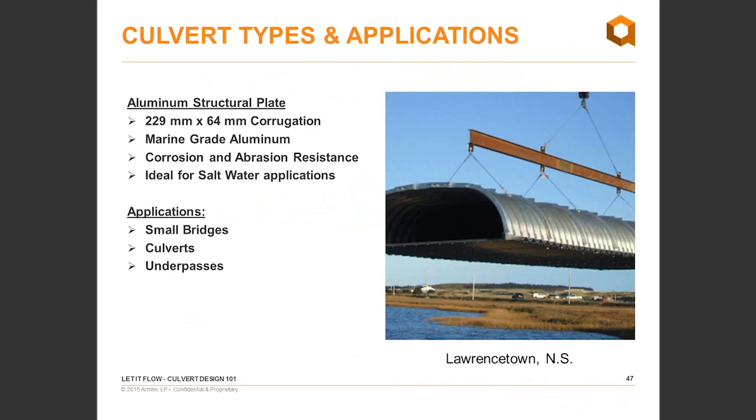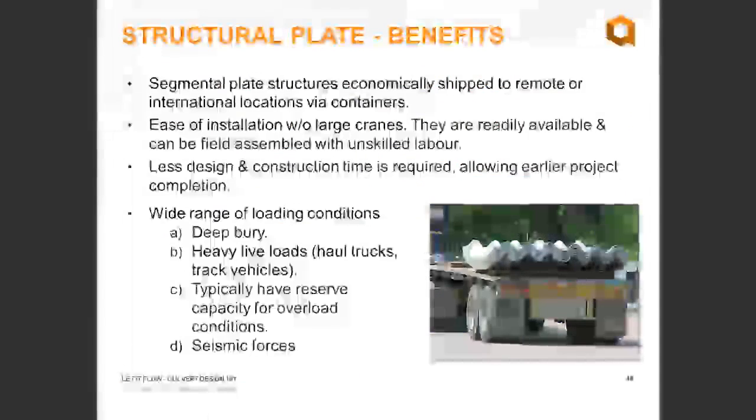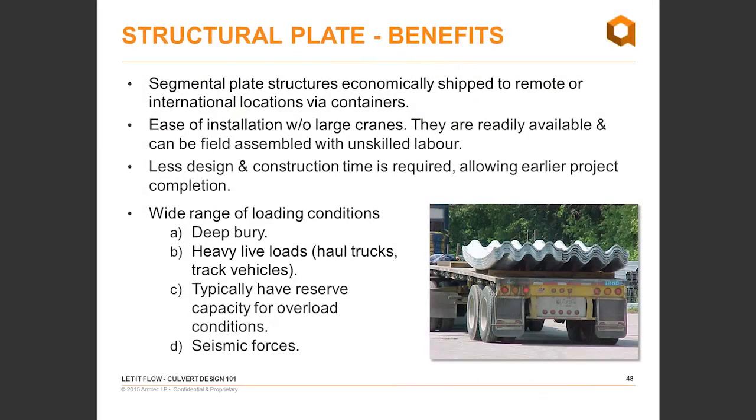Then we move into a lot of our coastal areas, because of the seawater, very corrosive, salt, get into our aluminum structural plate, 229 by 64 corrugation. It's a marine grade aluminum. Corrugation, abrasion resistance, and salt water resistance. This one was in Lawrencetown, Nova Scotia. And as you can see in this particular picture, the invert of the box culvert is aluminum as well, thus not needing any concrete footings. The invert would act as your footing design.